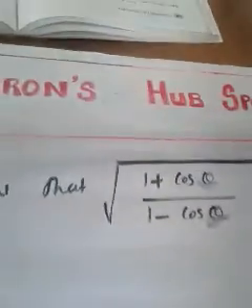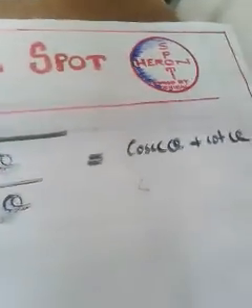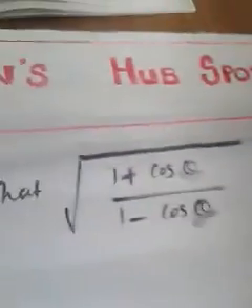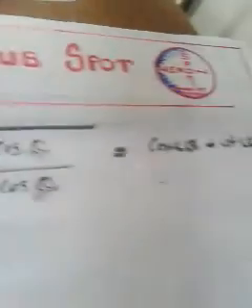Okay, so show that the square root of 1 plus cos theta divided by 1 minus cos theta is equal to, on the right side, cosec theta plus cot theta. So we have to make some changes in the LHS and we have to reach the RHS.